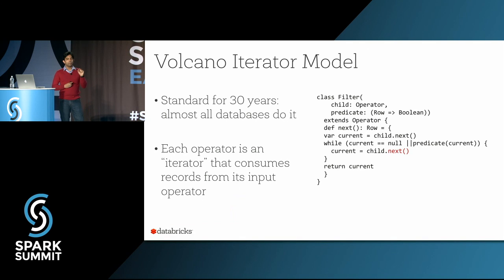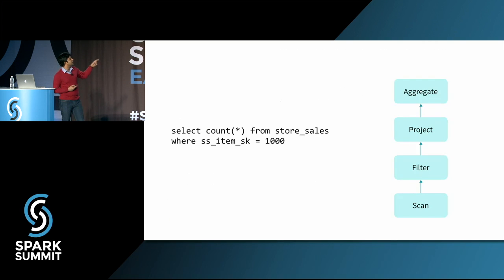For each of these operators, we basically have to implement an iterator interface that takes in a record from the operator below it, tries to do some processing, and then optionally outputs that record to the operator above it. So if we look at the filter operator here, it will try to read some record from the scan operator, and then it will optionally output some records to the project operator. And each of these operators needs to implement the same interface.